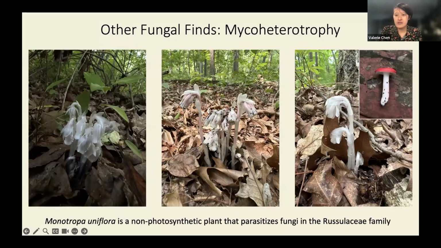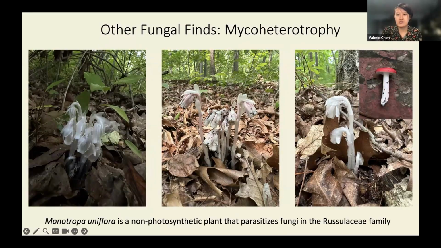What I have here isn't a fungus, but it's a plant that derives its nutrients by parasitizing a fungus instead of getting nutrients from photosynthesis. Monotropa uniflora, also called ghost pipes, don't photosynthesize and don't have any green parts the way other plants do from their chlorophyll that's needed for photosynthetic reactions.